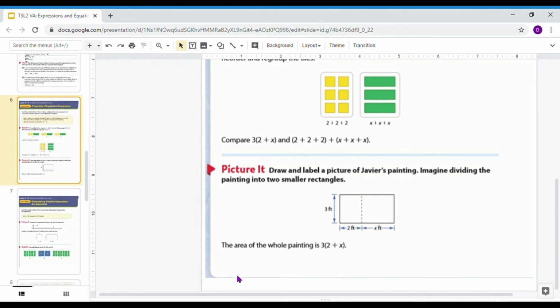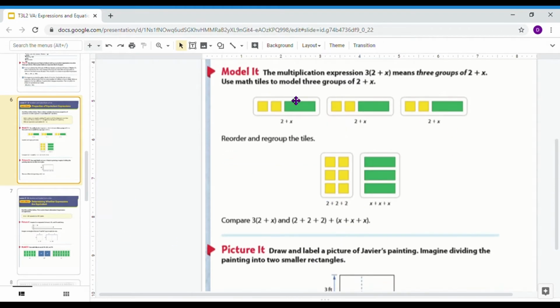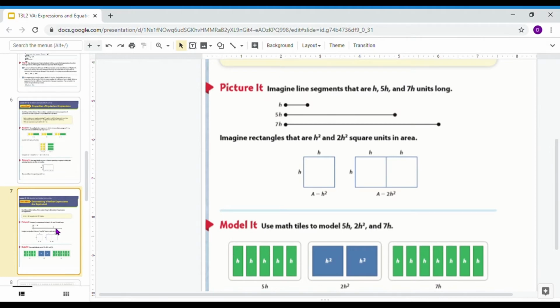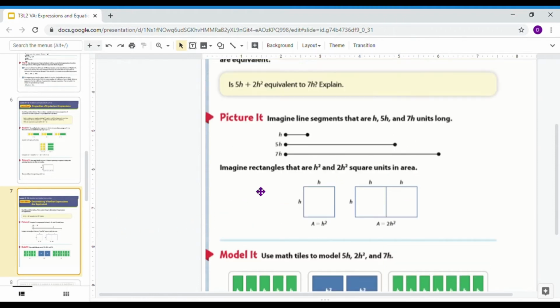So the area of this entire painting is going to be, because remember, whenever we're doing length times width, we're going to do 3 times 2 plus x. And using these are going to be very beneficial as we move on to our next guided instruction.